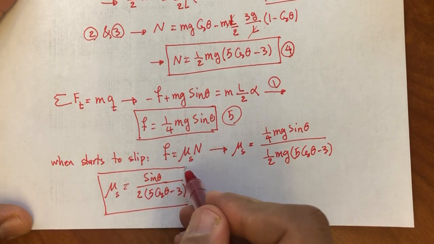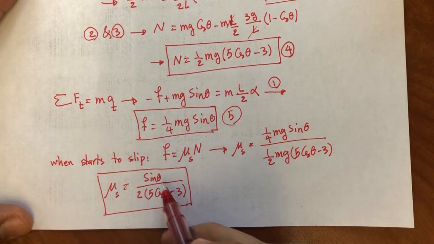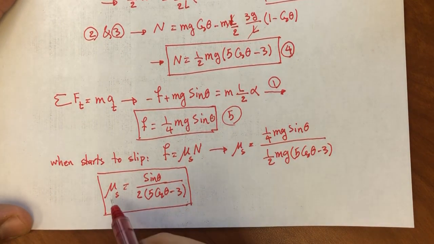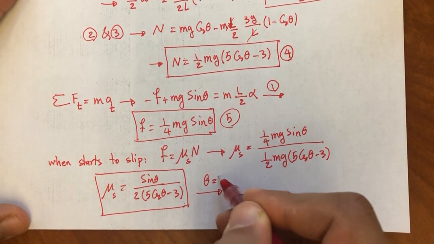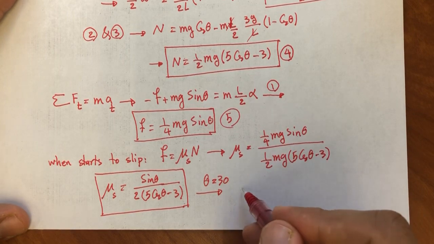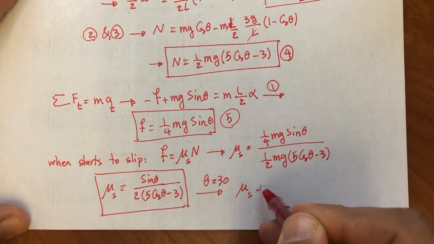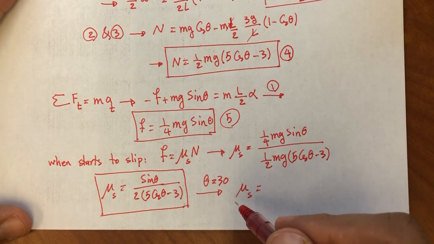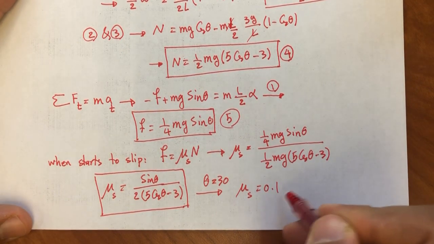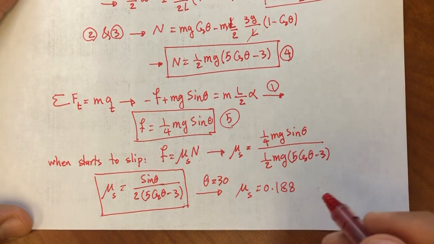So if it starts to slip at any specific theta, we need just to put it here to find the mu s. The problem says it's going to slip at theta is equal to 30 degrees. So if you put theta is equal to 30 degrees, mu s is going to be equal to 0.1880.